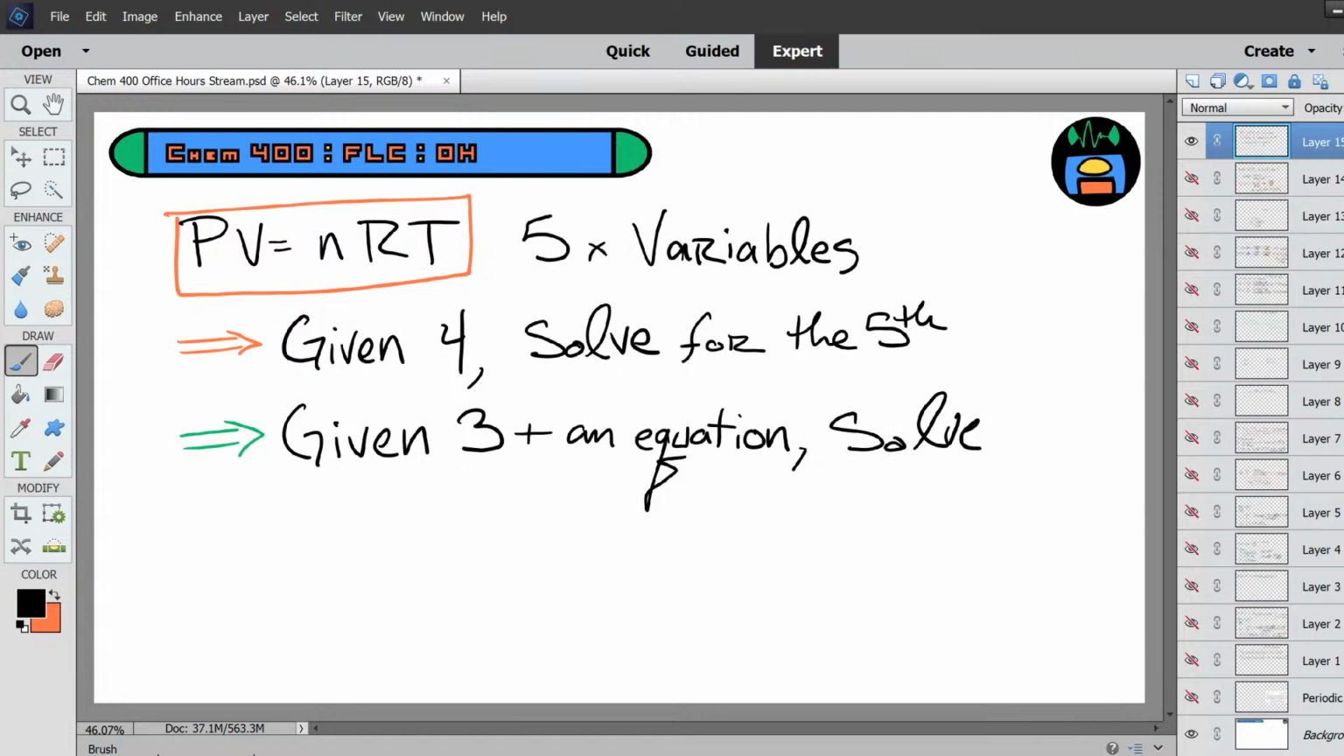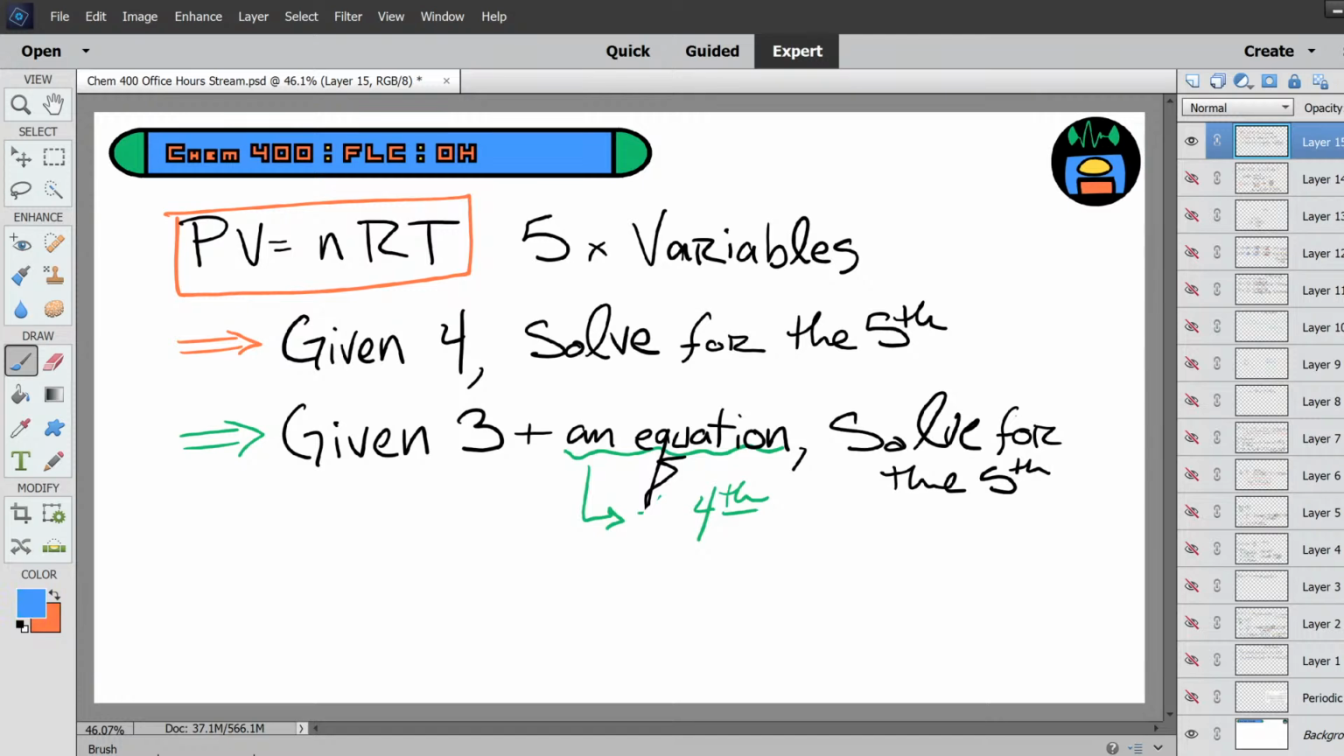And solve for the 5th. Right, and the reason why you need this equation is this equation will give you the 4th variable. So that's another way: you could be given 3 and then another equation that lets you find the 4th, and then you find the 5th.